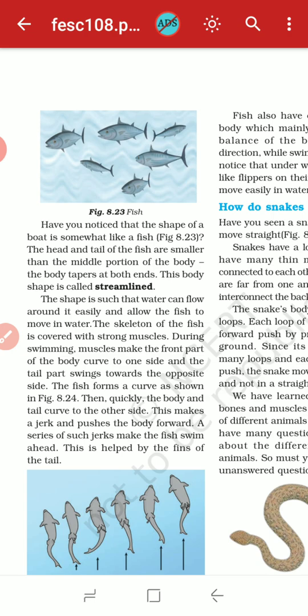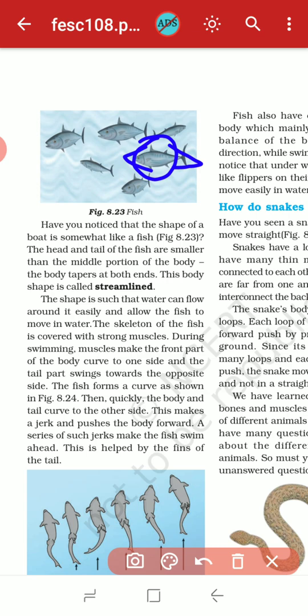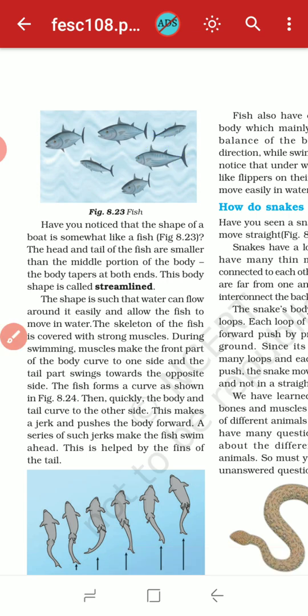The head and the tail of the fish are smaller than the middle portion of the body. The body tapers at both ends. This body shape is called the streamlined body. Streamlined body means narrow at the front and narrow at the bottom and bigger at the middle. These are known as the streamlined body.